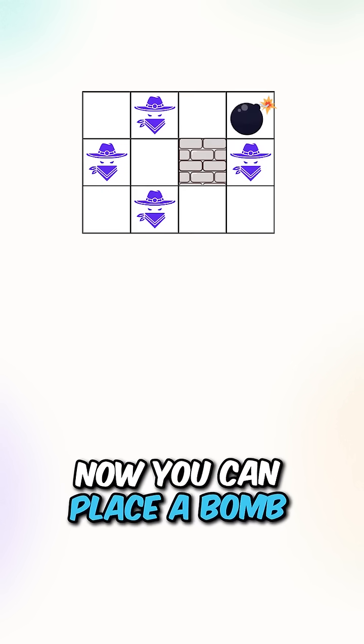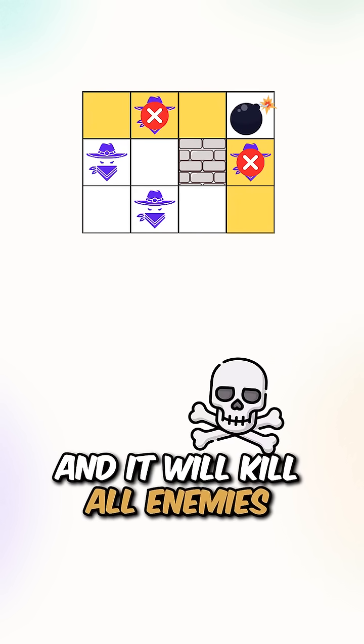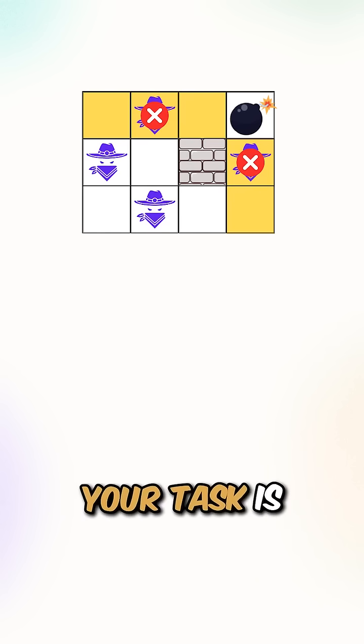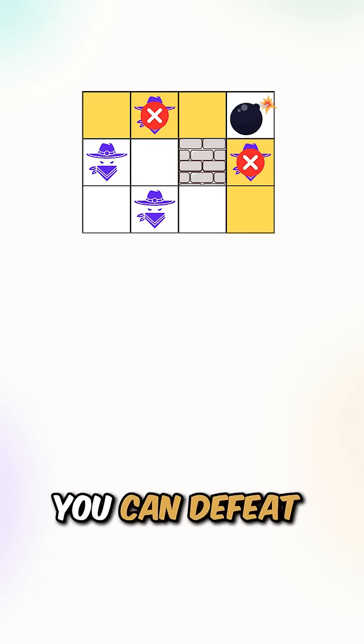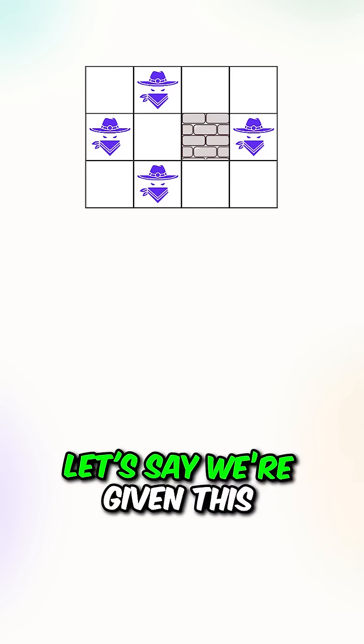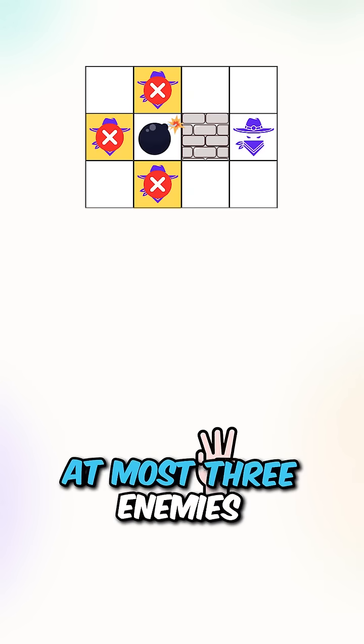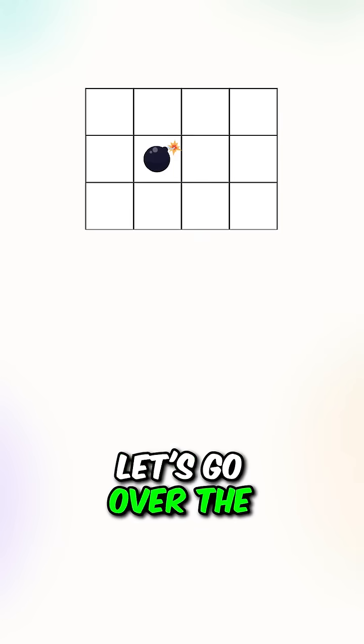Now, you can place a bomb inside the matrix and it will kill all enemies in the same row and column, but cannot go through walls. Your task is to find the maximum number of enemies you can defeat with a single bomb. Let's say we're given this 2D matrix, we can place the bomb in this location to defeat at most 3 enemies. Let's go over the thought process.